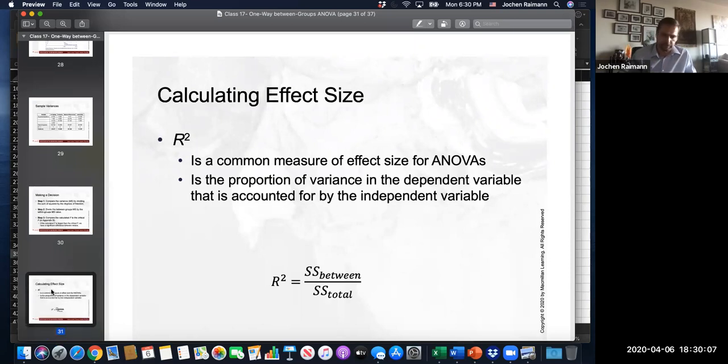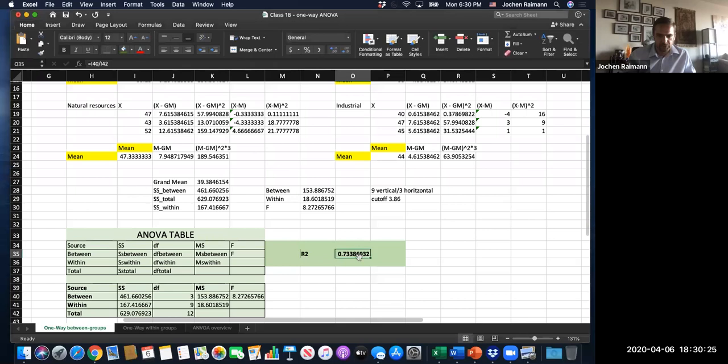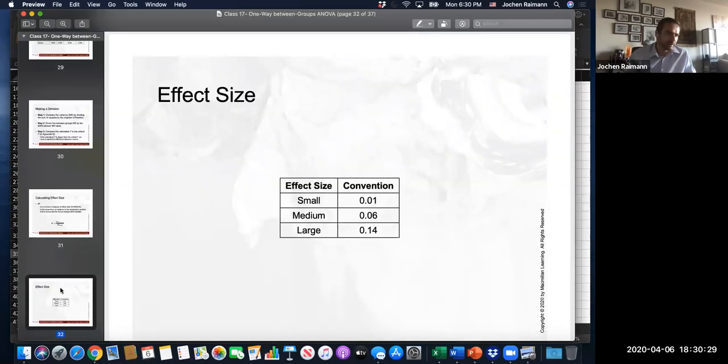We will get to the details later. So the convention again: there's a convention of a small effect size, a medium effect size, a large effect size. 0.14 would serve as a large effect size, 0.01 as a small effect size. So with 0.73, we have a fairly decent effect size. That means that the rejection of our null hypothesis was actually quite highly significant.